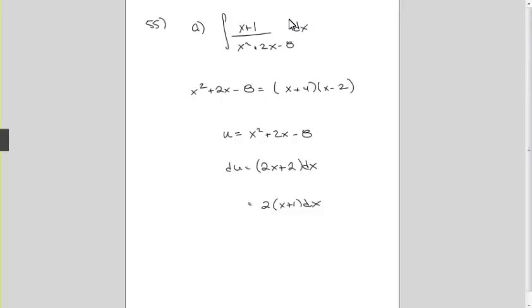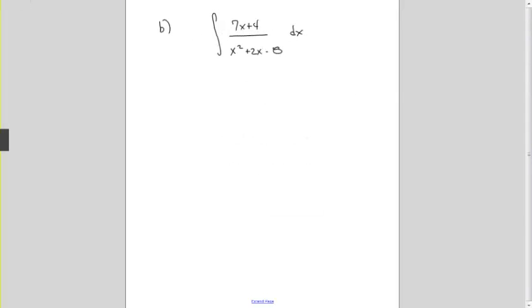And so that would save us, but it would only work with x plus 1. If it was x plus 2, then it would not be so easy. We would have to use partial fractions at that point. And that's what happens in the second problem.